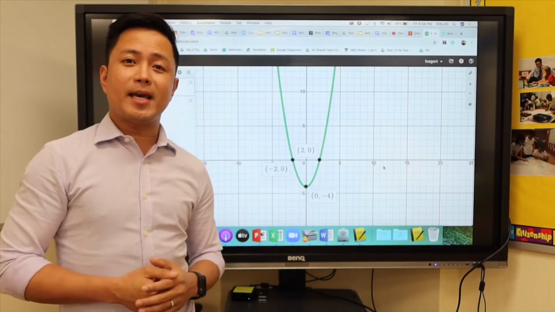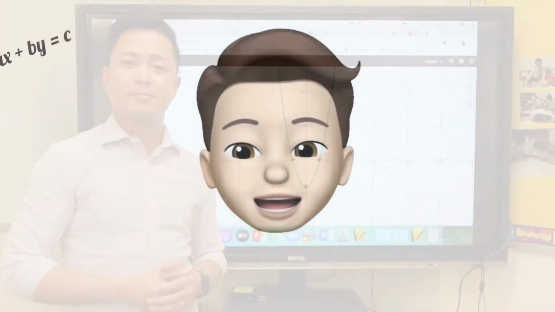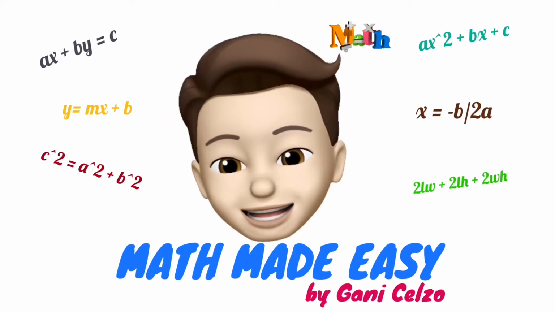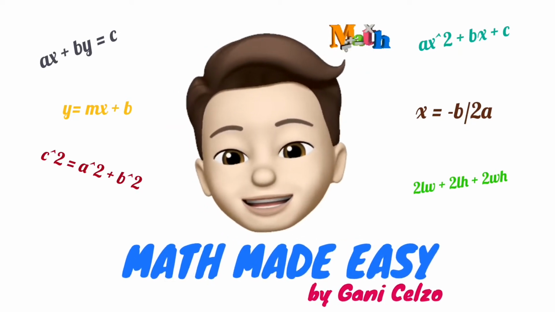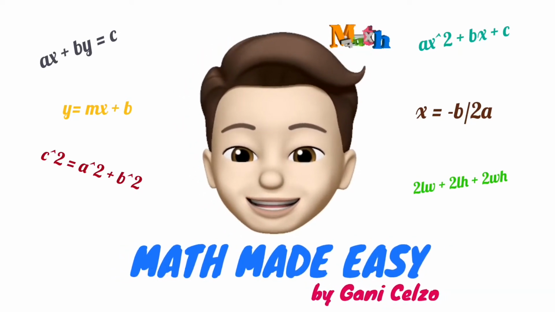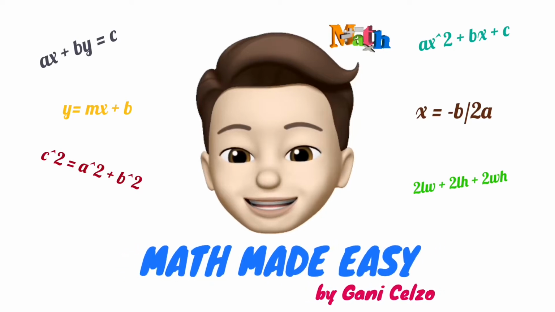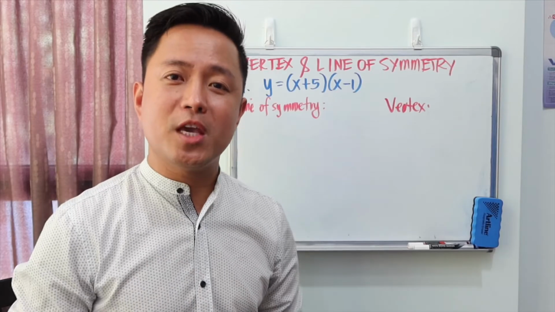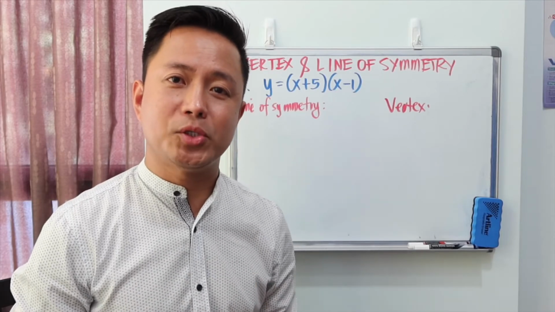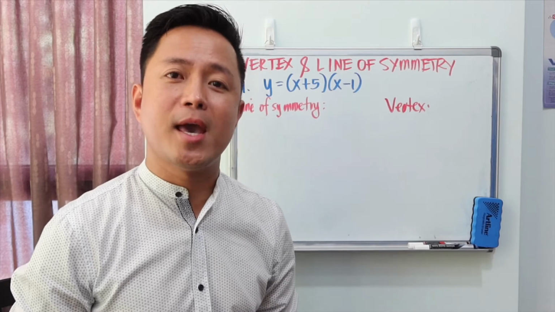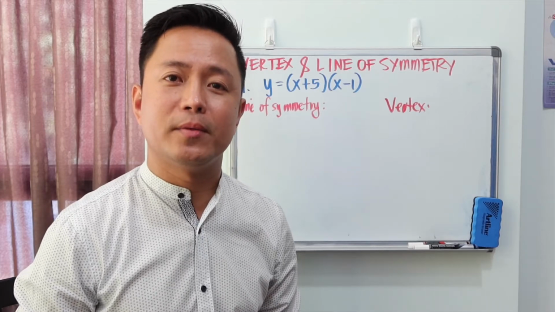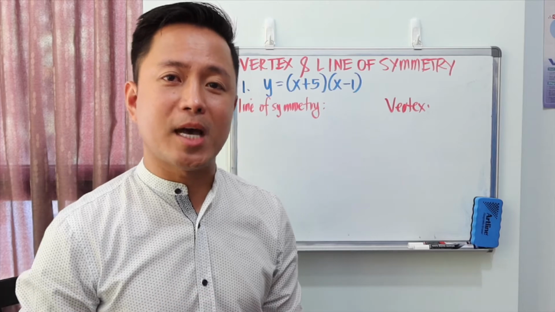Today we will investigate quadratic functions. Today I'll be giving you two strategies on how to identify the line of symmetry and the vertex of a parabola. Let's take a look at example number 1.